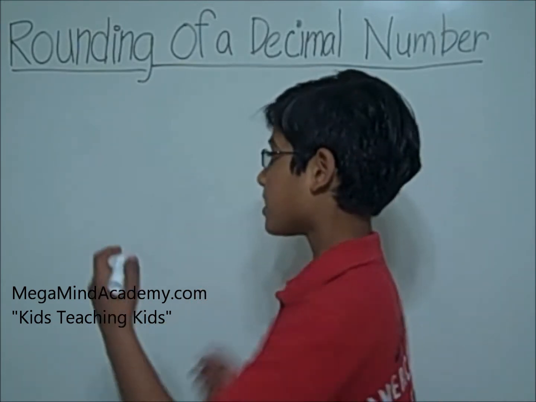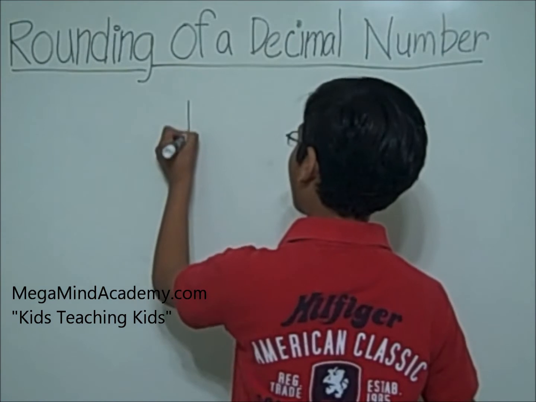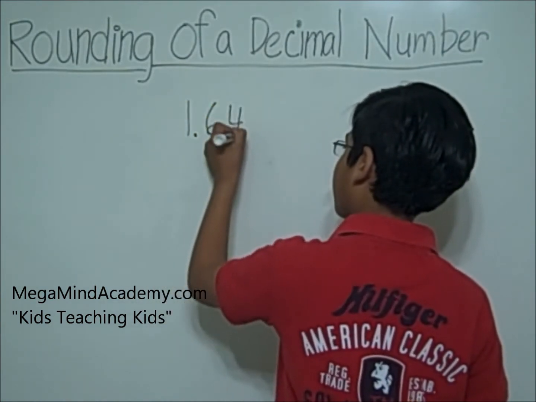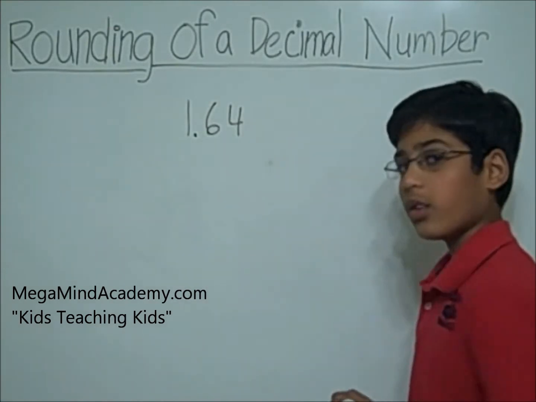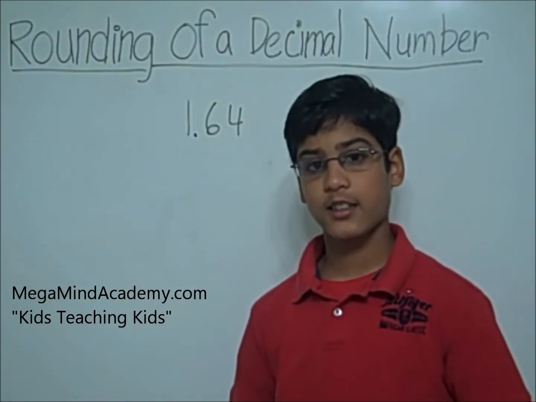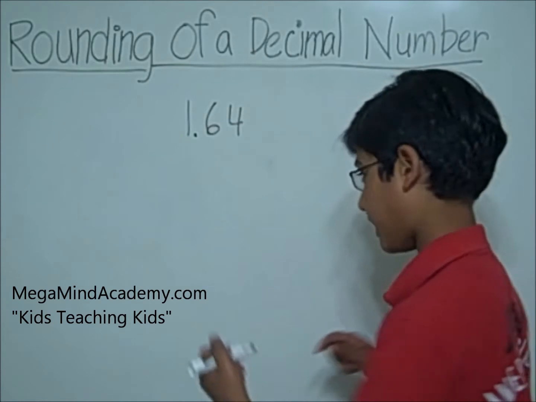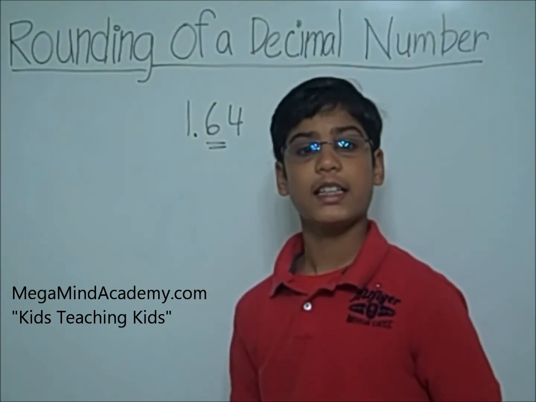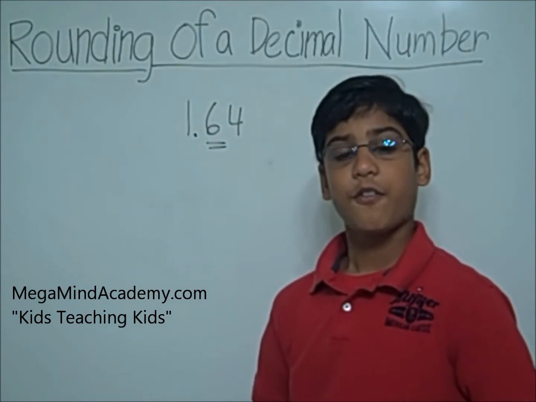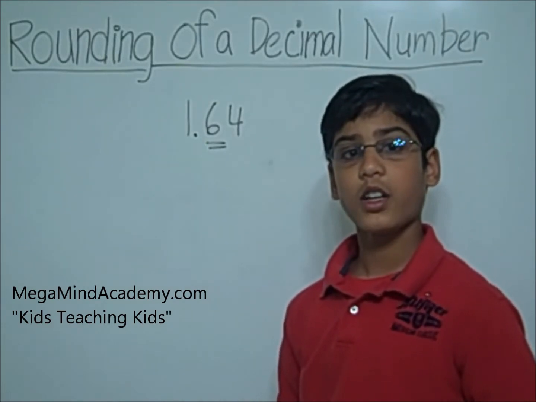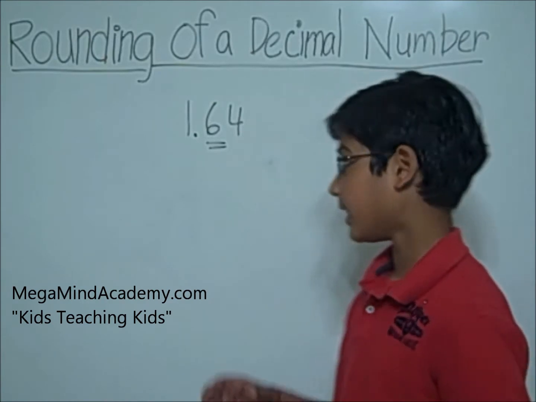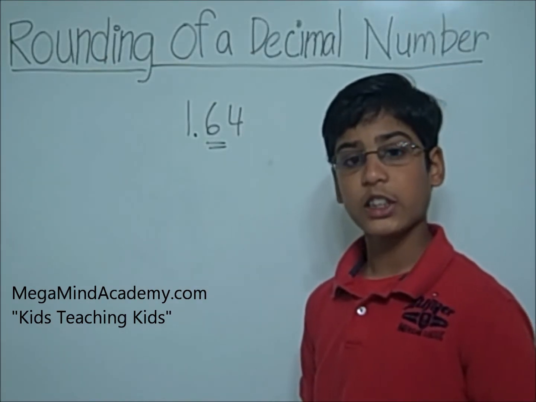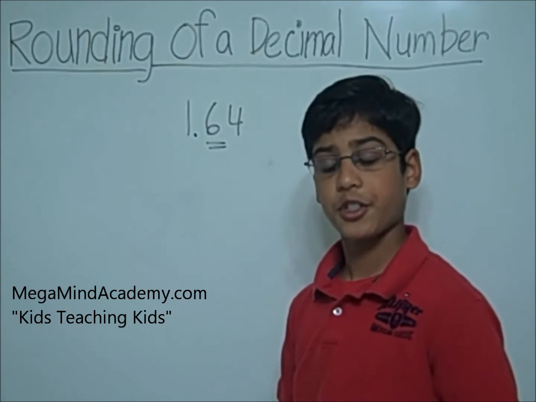Let's say our number is 1.64. We're going to round to the nearest tenth. 6 is in the tenths place. So 6 is our rounding digit. 4 is the digit on the right side of 6. 4 is less than 5. So 6 remains as a 6 and the 4 turns into a 0.